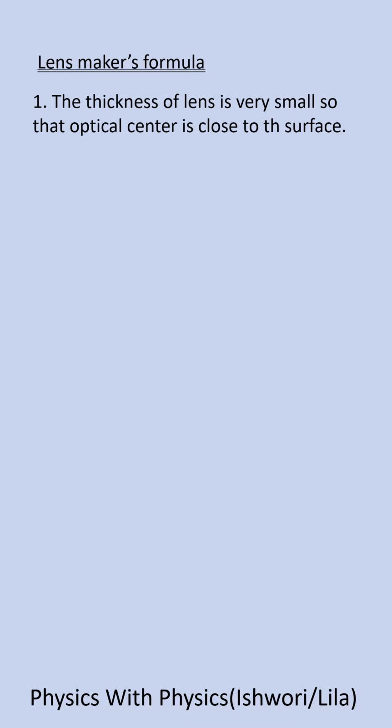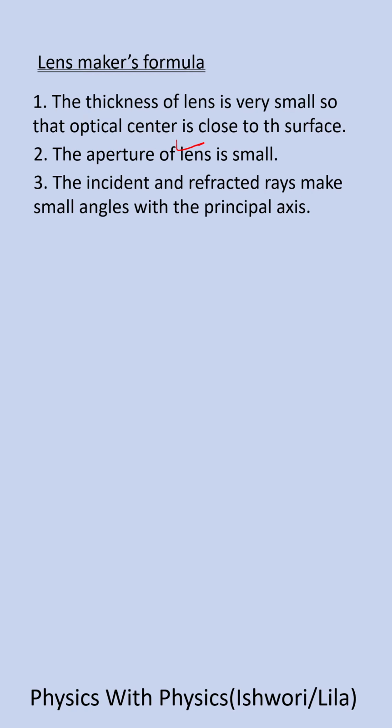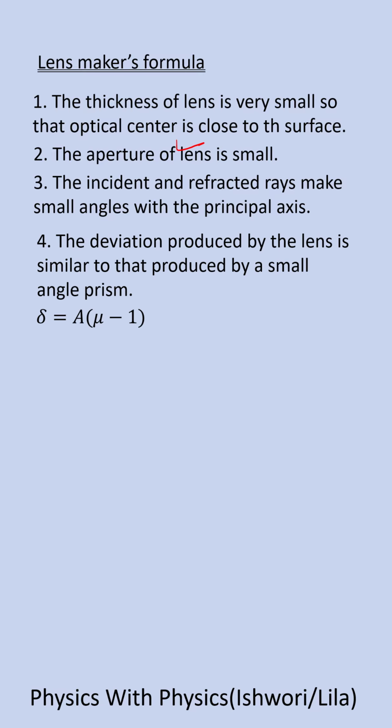Lens maker's formula. We have certain assumptions while deriving the lens maker's formula. The thickness of the lens is very small, so that the optical center is close to the surface. The aperture of the lens is small. The incident and refracted rays make small angles with the principal axis. The deviation produced by the lens is similar to that produced by a small angle prism, that is, delta equals A (mu minus 1).